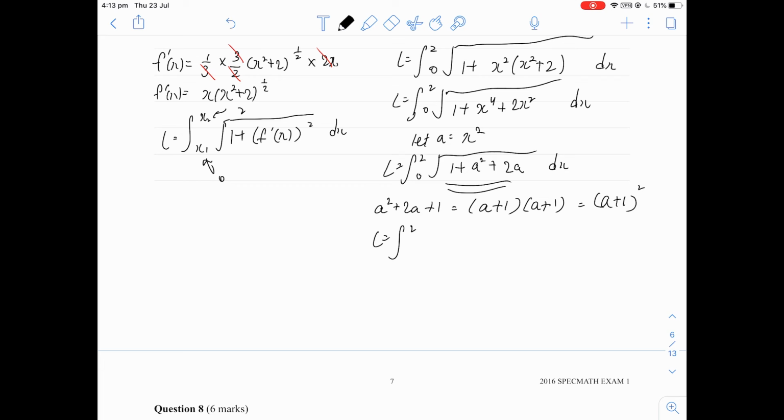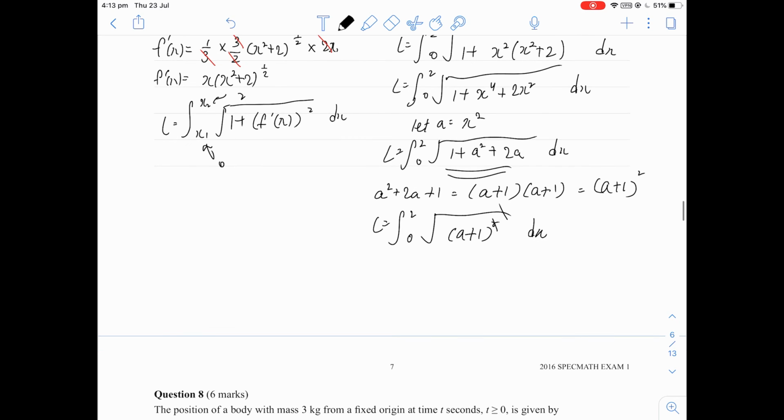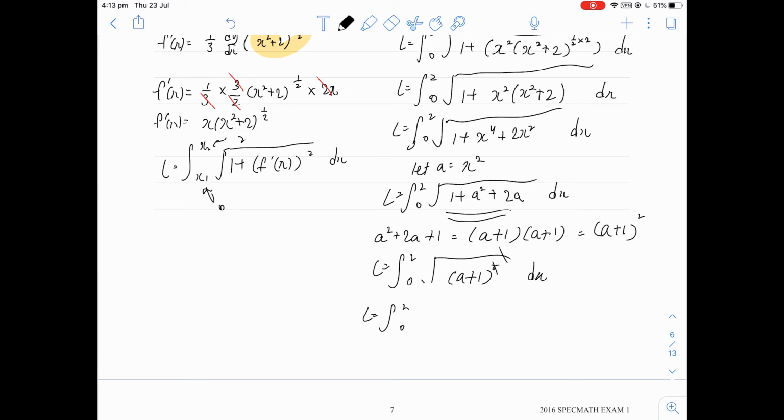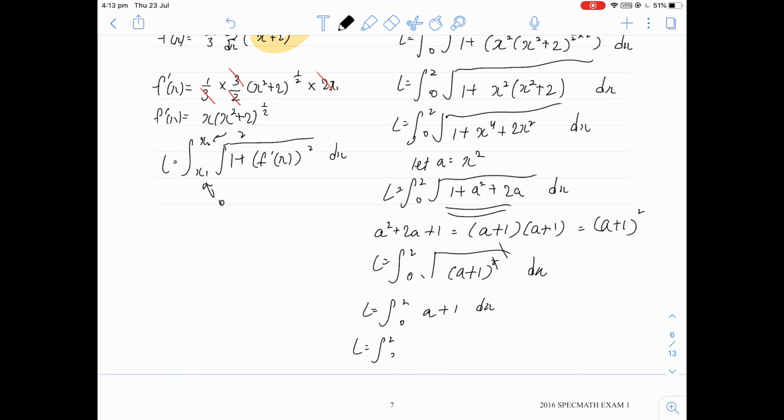Now, this is perfect, since we can cancel out the square root. The square root of (a plus 1) squared, dx. And this square will cancel out with the square root, giving us a plus 1, dx, where a is x squared. So x squared plus 1, dx. Now we can integrate this normally.